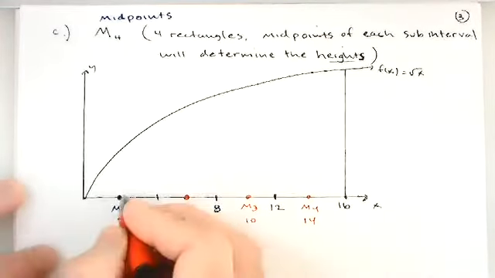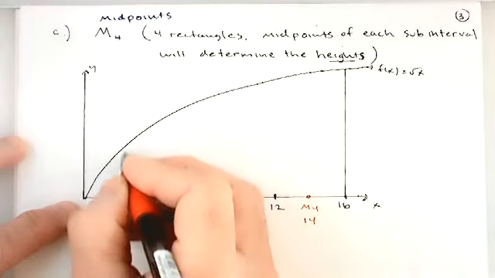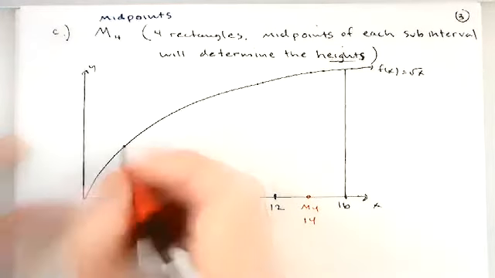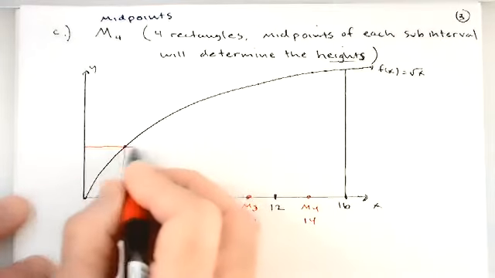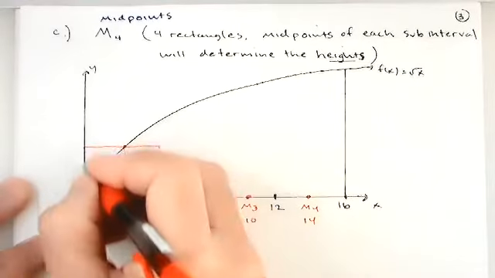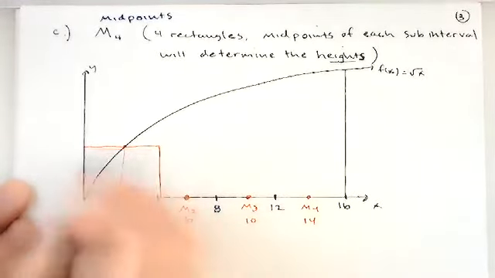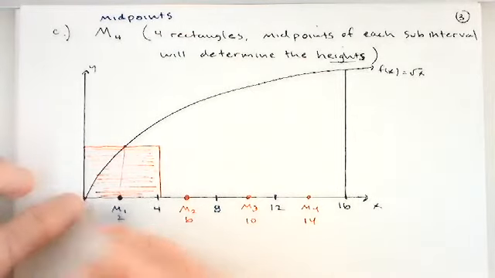And the idea now is the midpoint's going to determine the height of the rectangle. So whatever the height of this function is at 2, I'm going to draw a rectangle, however, that goes all the way across from the 0 to the 4. Okay, so I'm going to use this rectangle between 0 and 4, whose height was determined by the midpoint.